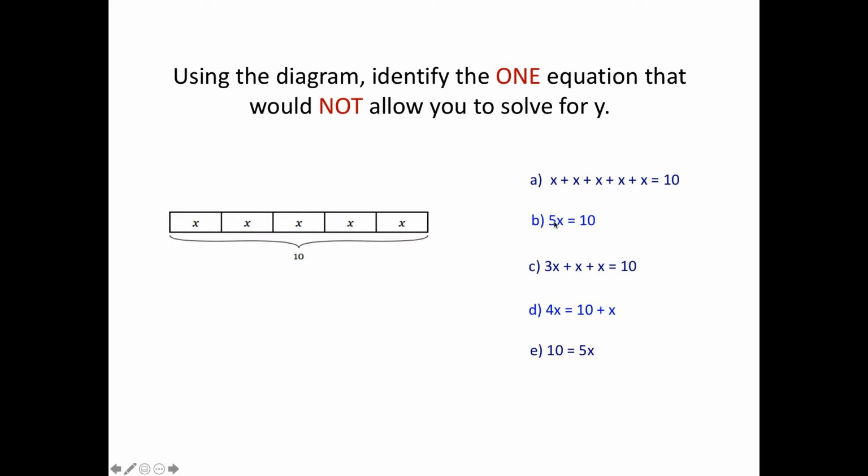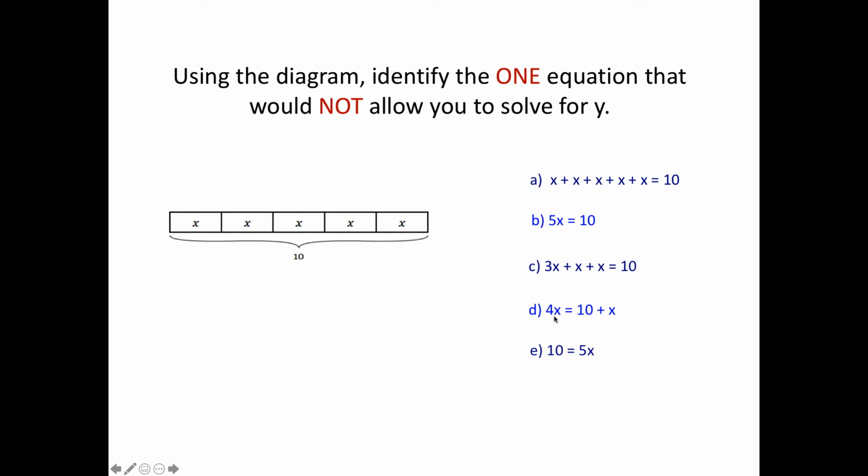Adding x. Let's look at the second one. It says 5x. Well, 5 times x. There are 5 x's. And multiplication, which is shown right here, is just repeated addition. So that one works. In letter C, it says 3x plus x equals 10. We just add those together. You would get 5x equals 10. So that one works.